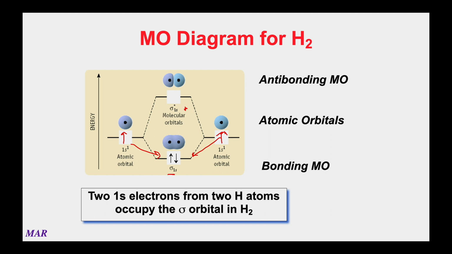So we would describe this as two 1s electrons from two hydrogen atoms occupying the sigma 1s bonding orbital in H2. Again, the atomic orbitals are just these. The bonding molecular orbital is this one right here. The anti-bonding is right there. And because there's more bonding than anti-bonding, H2 is going to happen, which is pretty cool. Now, was helium one of the diatomics, i.e., will there be an He2 molecule? Let's find out.